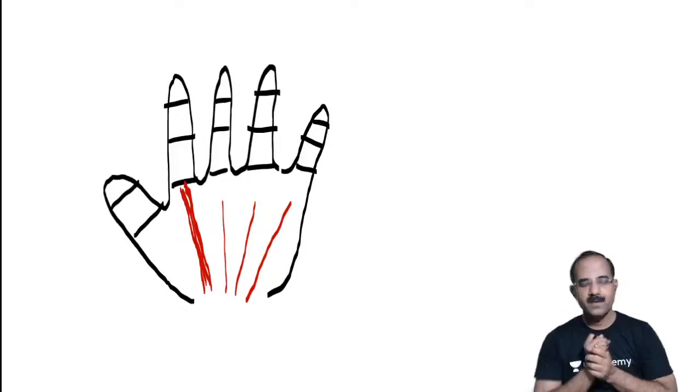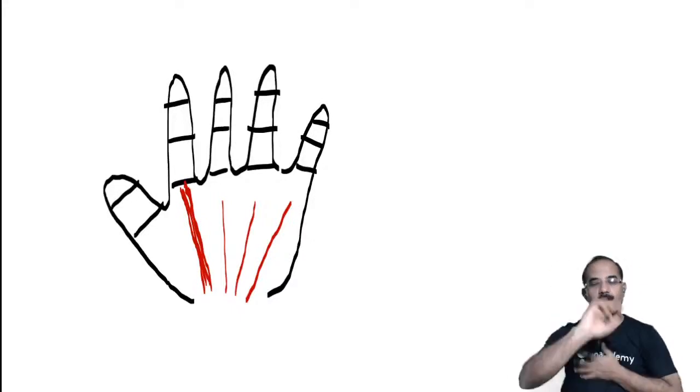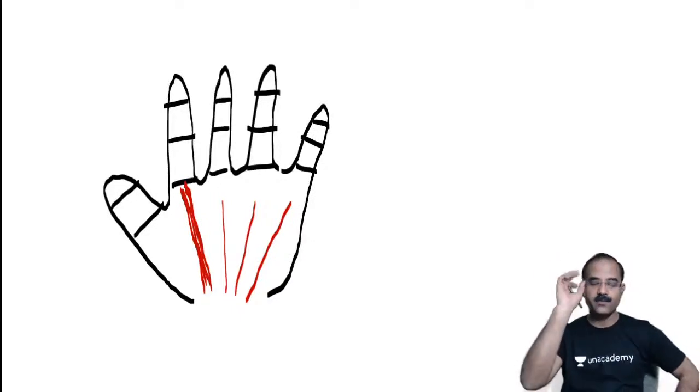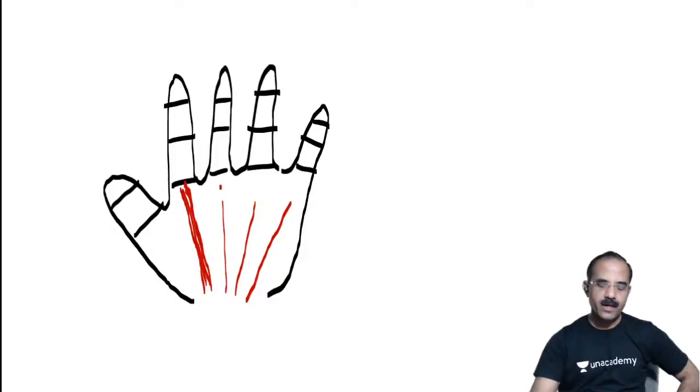Yes, it arises from the medial epicondyle of the humerus. It also arises from the anterior oblique line of the radius. So, these are the four tendons of flexor digitorum superficialis.